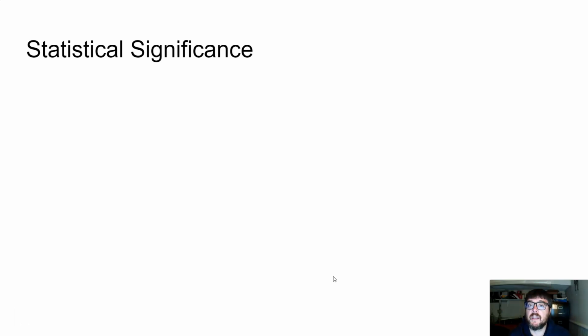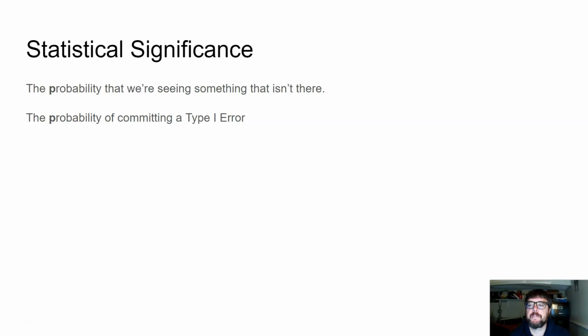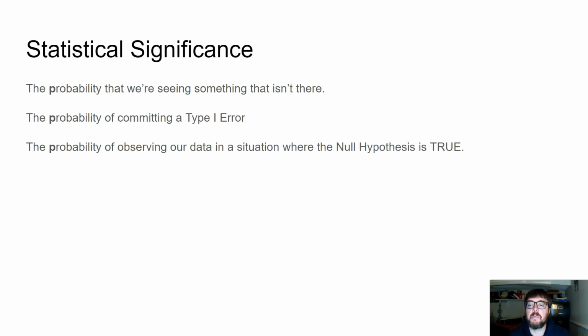And it gives us the notion of statistical significance. So statistical significance is the probability that we're seeing something that isn't there. It's the probability of committing a type 1 error. It's the probability of observing our data in a situation where the null hypothesis is true. It's the p-value. So it's this number that people like to look at and use in stats, but it's actually a fairly complicated little bugger.